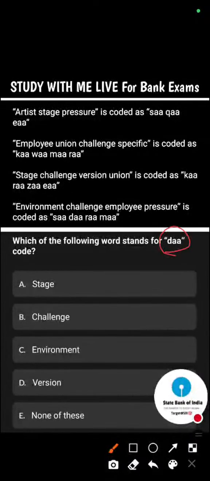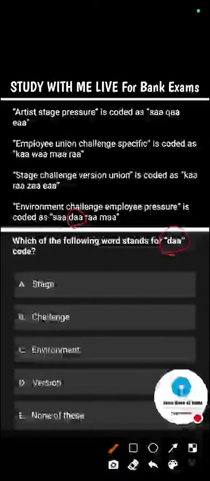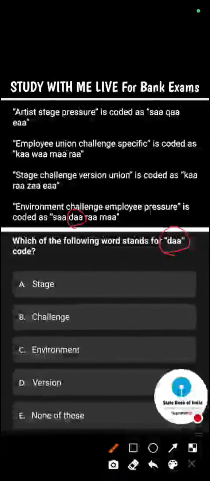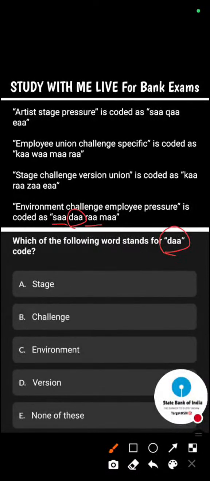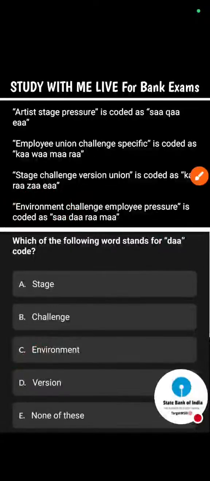For da, where is the code? Here we see the code of DAA. We don't see the other DAA in any other statements. We see already sa, ra, and we see ma. So the environment we don't see in other statements. So the answer for this one will be environment, option C. Okay, next question.